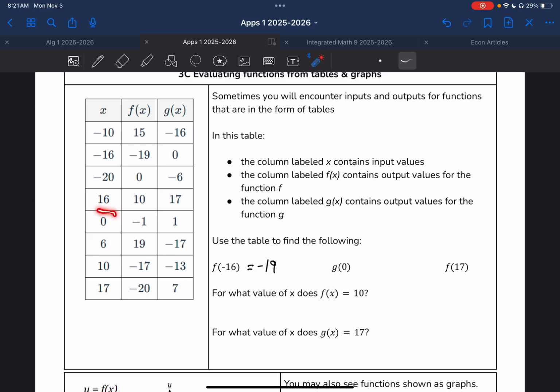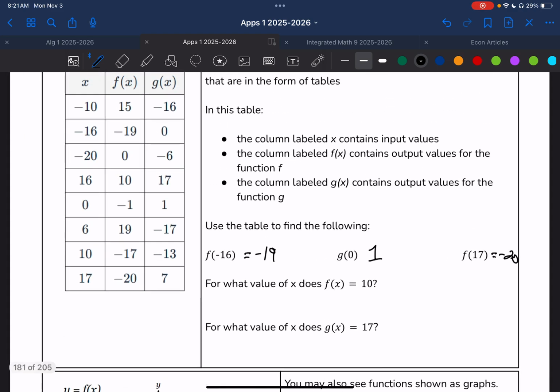Similarly, when x is 0, g of x, which is this column right here, is 1. F of 17, well, when x is 17, f of x is -20. It's going to be -20.